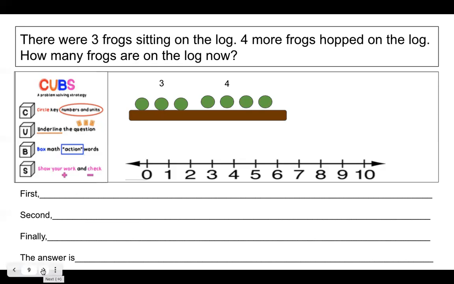How can we find out how many frogs are on the log now? Yes, we can count them all together. That means add 3 plus 4. Let's write the addition symbol. Remember to write the addition symbol in between the 3 and the 4. Now let's count all the frogs on the log. 1, 2, 3, 4, 5, 6, 7. Yes, there are 7 frogs on the log now. Let's write the equal sign and the answer, which is 7.